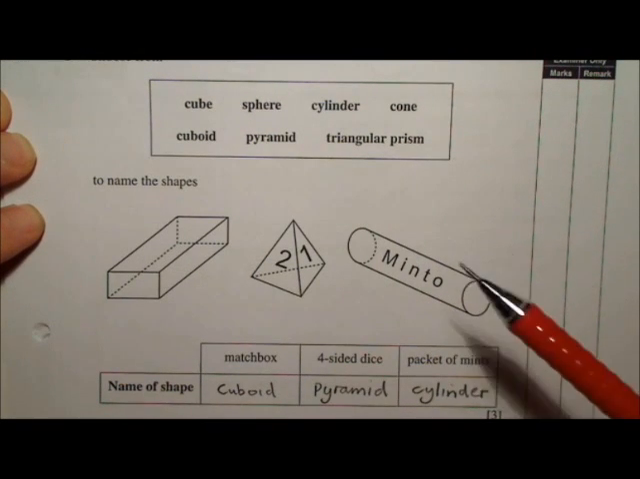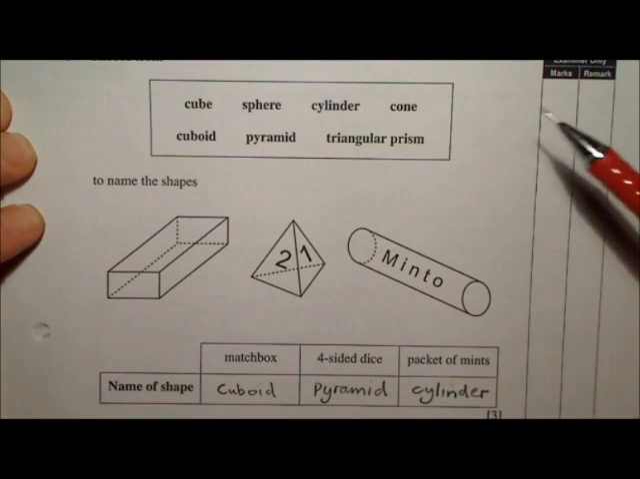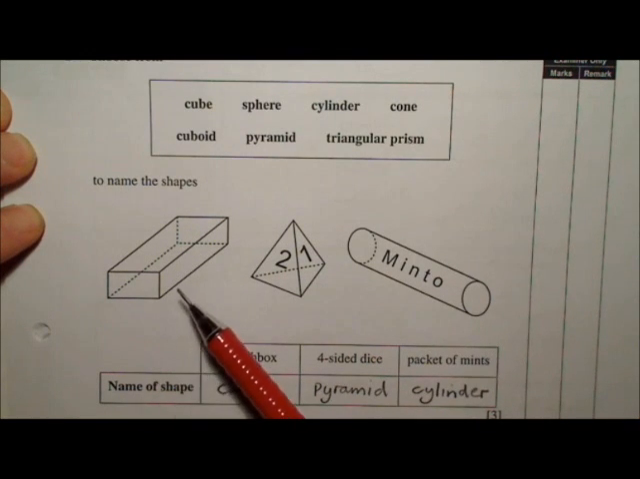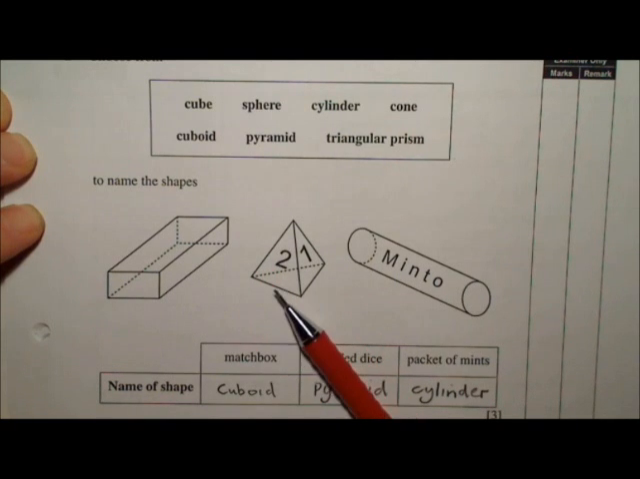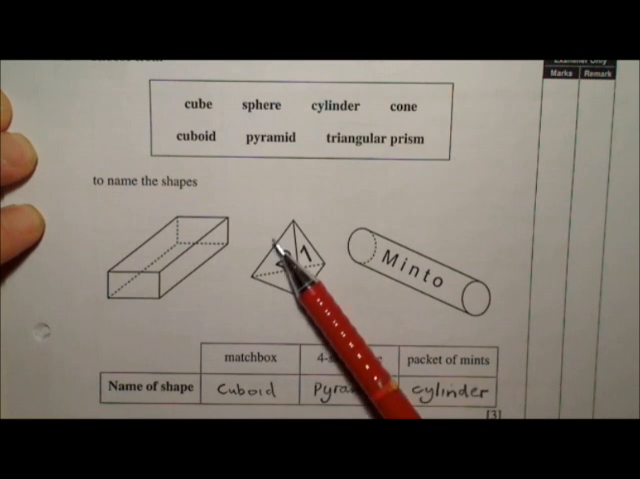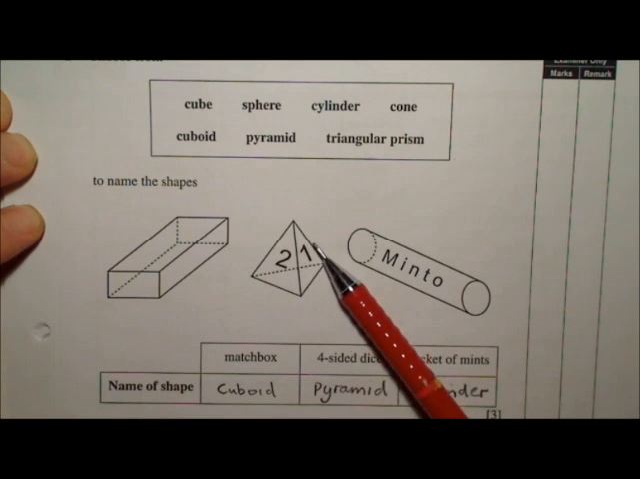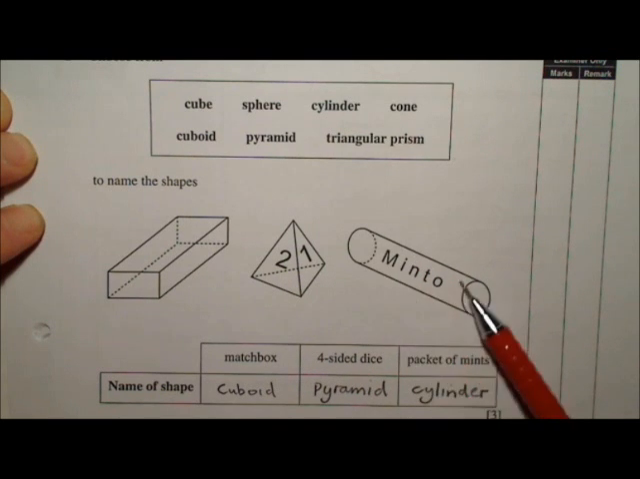Okay, so we're choosing from 7 names to choose from, and hopefully you can identify that that's a cuboid shape. That's a cuboid. This one here is a pyramid shape. The faces all meet in a point at the top here, and this shape here is a cylinder.